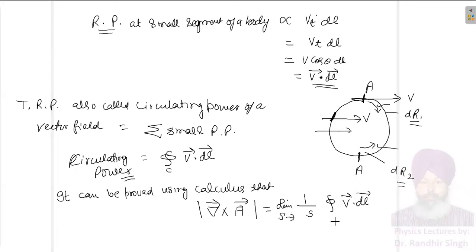Suppose we have a closed path C and the open area inside it is s. So this is the total circulating power, and this s is the area inside the closed path. So if I use this, it becomes circulating power per unit area. So this is the magnitude of the curl. We can mathematically prove it.